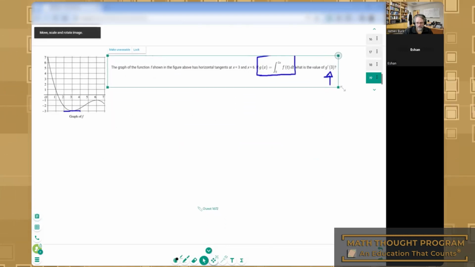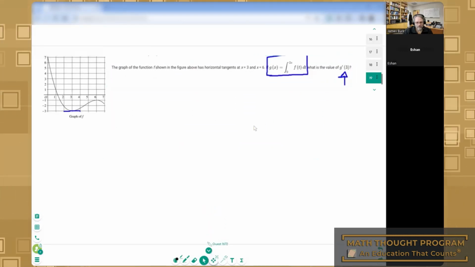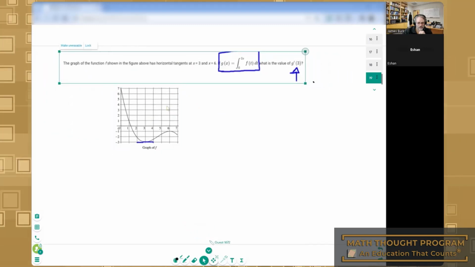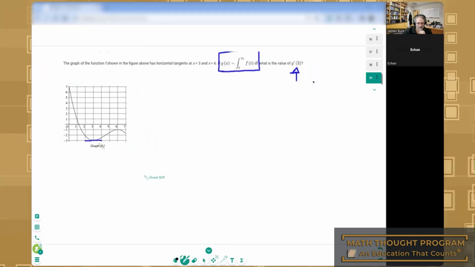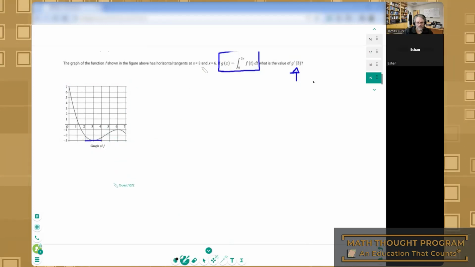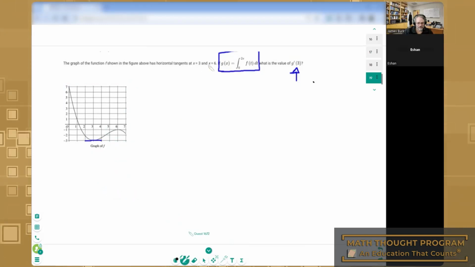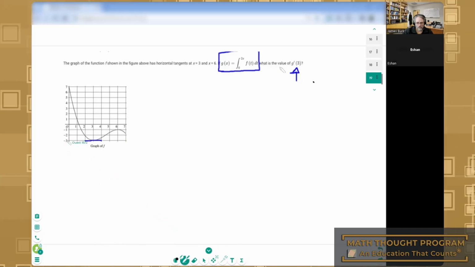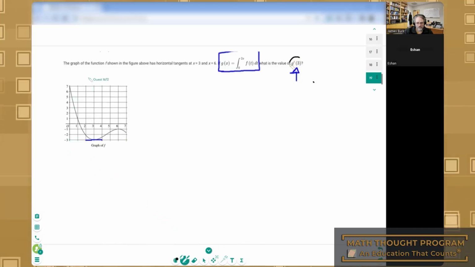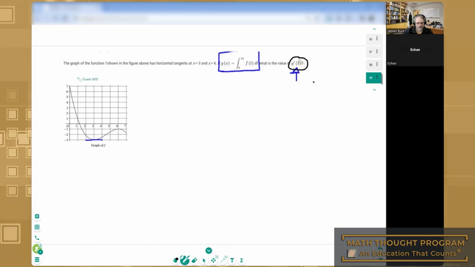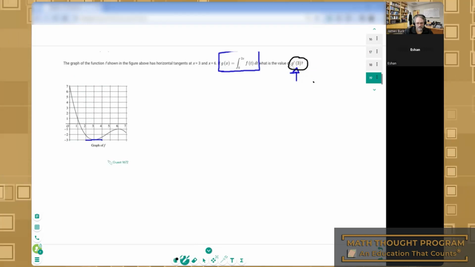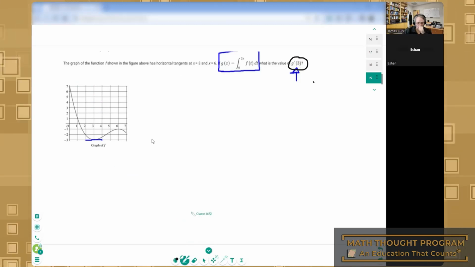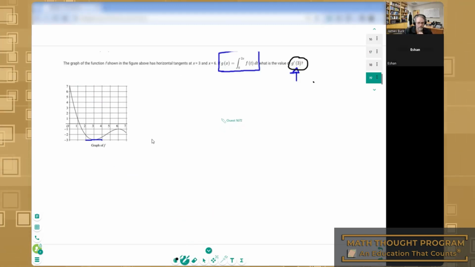Okay, here's the problem statement. So the graph of f of x is shown, and it has a horizontal tangent line at 3. So right here, it's been marked for us. And x equals 3 and x equals 6. So also right there. What is the value of g prime at 3? Do you think you might be able to figure this problem out now? So g prime is 3.